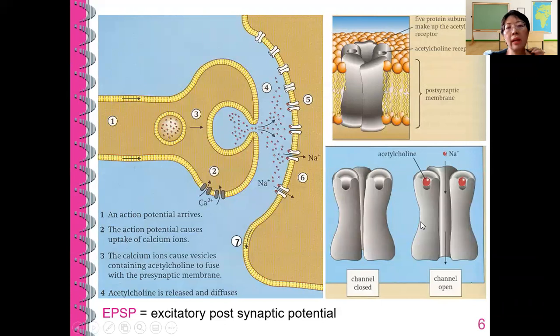So now we're going to look at the transmission of impulses across the synapse. So step number 1, an action potential arrives. So it travels along the membrane, right? Arrives to the synaptic knob. And then number 2, the action potential causes uptake of calcium ion. So the calcium ion channels will open. Then calcium will diffuse down its concentration gradient into the cell.